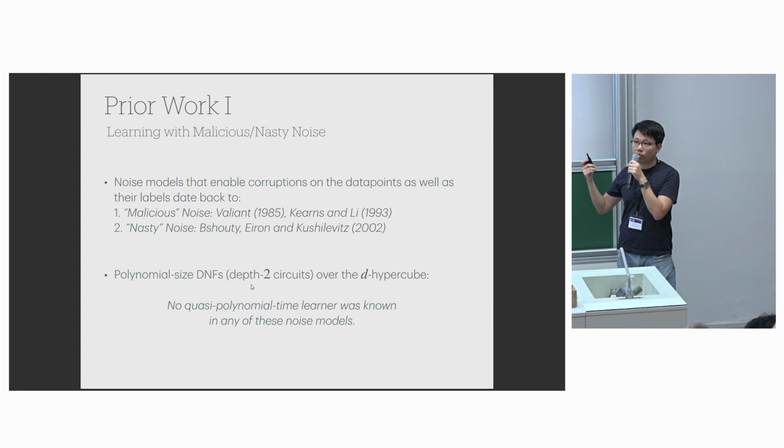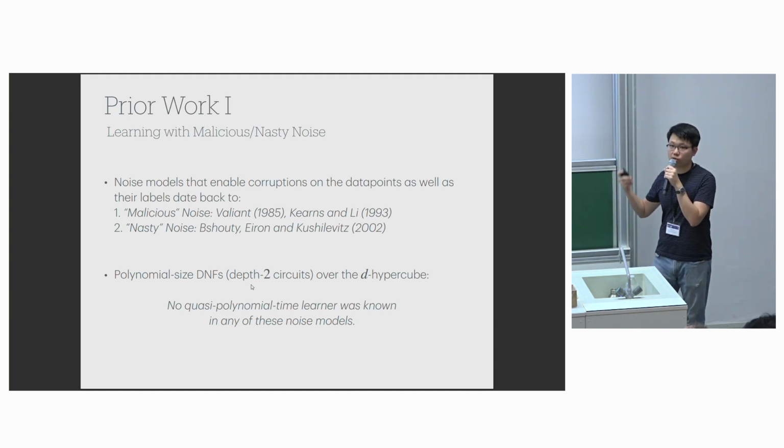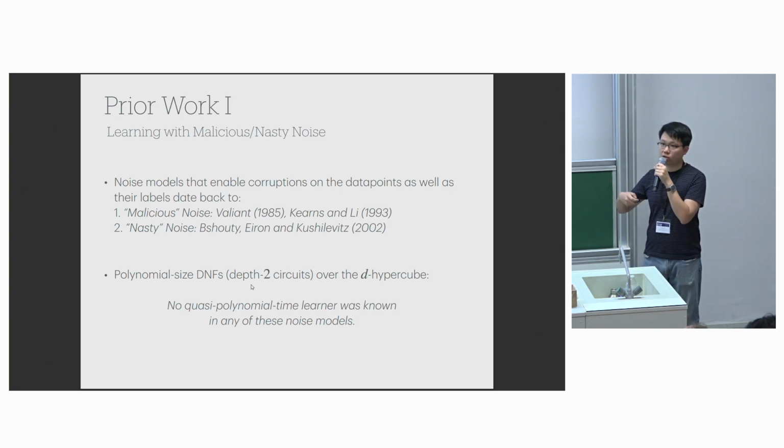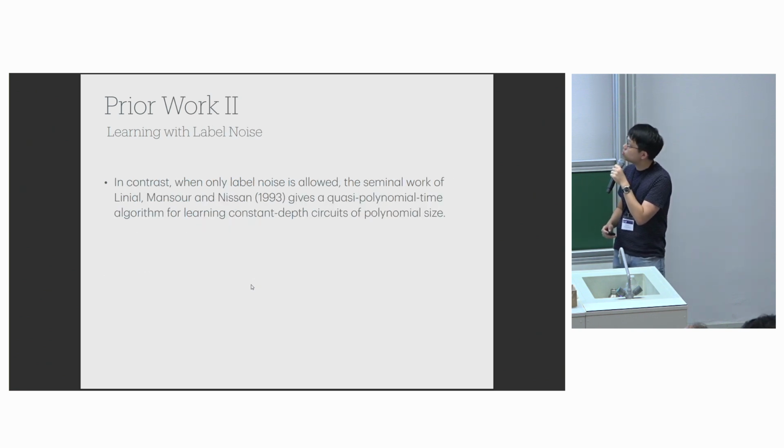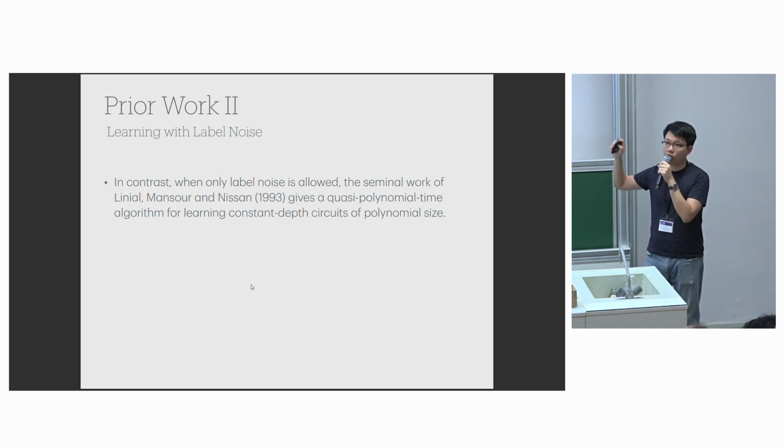This work focuses on the particular setting of learning a polynomial-sized DNF, aka a depth-2 circuit, over the Boolean hypercube. And notably, even in this fairly simple setting, no quasi-polynomial time learner was previously known under this strong noise model where you're able to contaminate both features and labels. Okay, so in the agnostic learning setting, where the adversary is only allowed to contaminate labels, a seminal work by Linial, Mansour, and Nisan gave a quasi-polynomial time algorithm for learning constant depth circuits. So this is our benchmark in this problem setting.